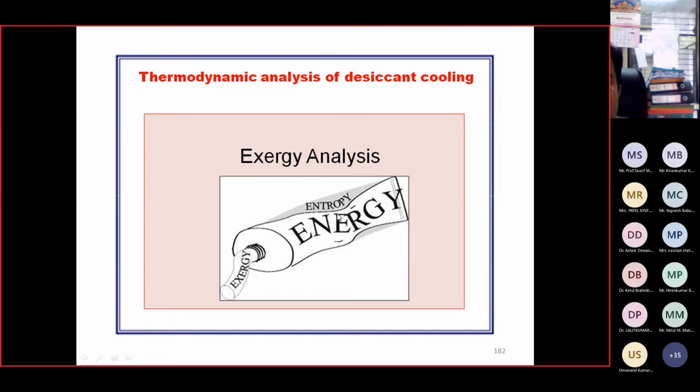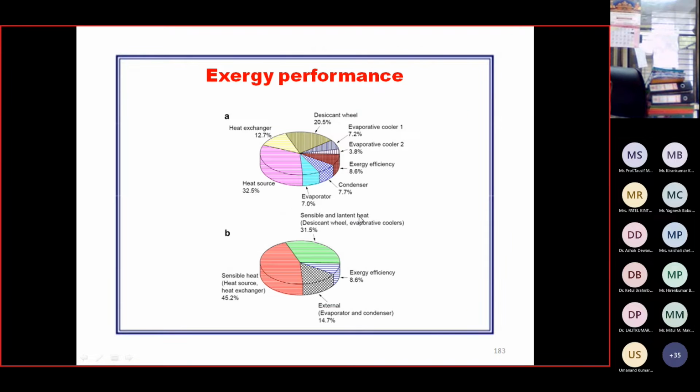Thermodynamic analysis of the desiccant cooling can also be made with exergy analysis. So these two examples will give you the example of energy, entropy, and exergy. So the useful form available at the end is known as exergy. The rest will be transformed into entropy, and the available one is called the energy. So how much energy is available with the system in exergy form, to be practically in a usable form.